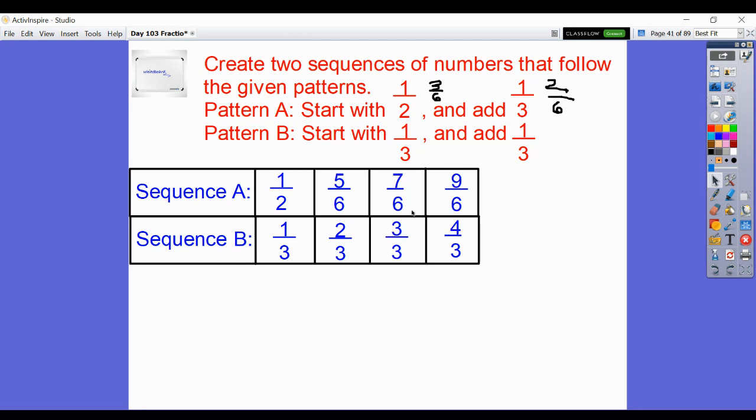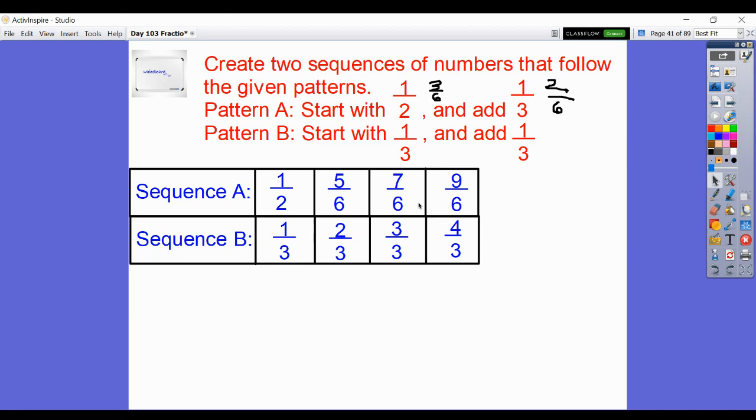So let's go back. 1/2 is fine. 5/6 is fine. 7/6. Oh, that should be. Pause it here. Get those converted correctly, simplified, reduced, written correctly, and then come back.